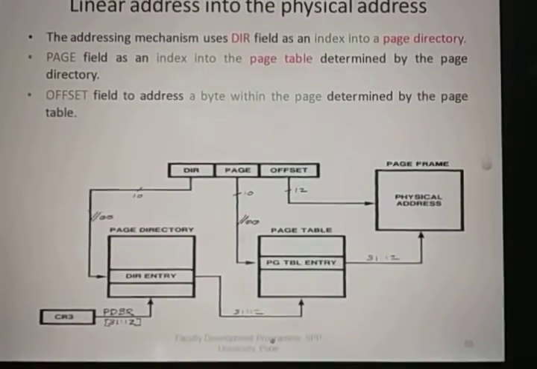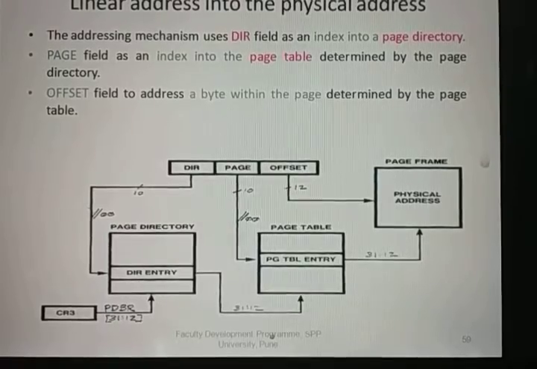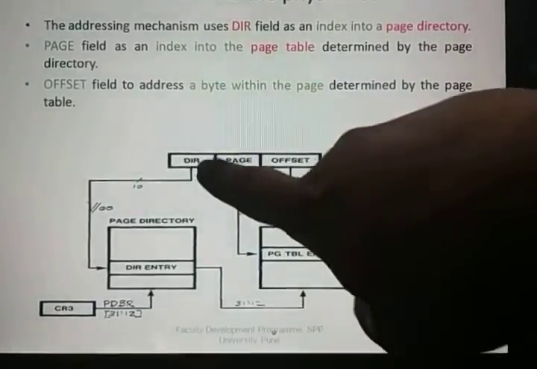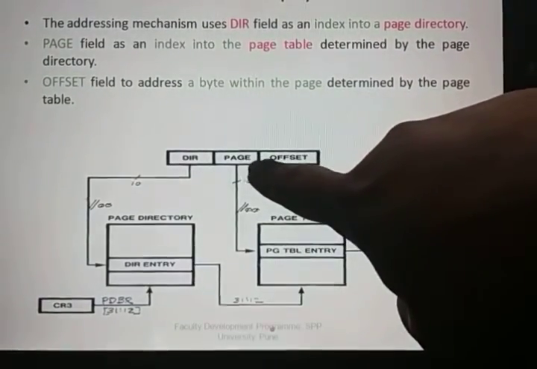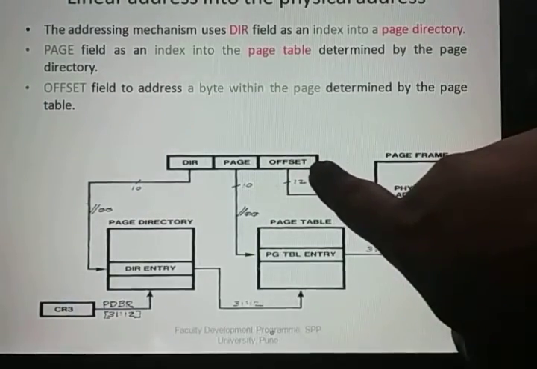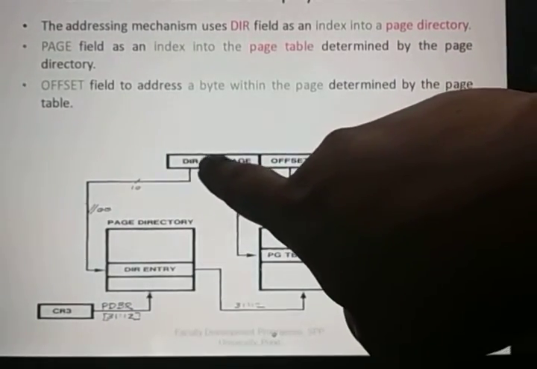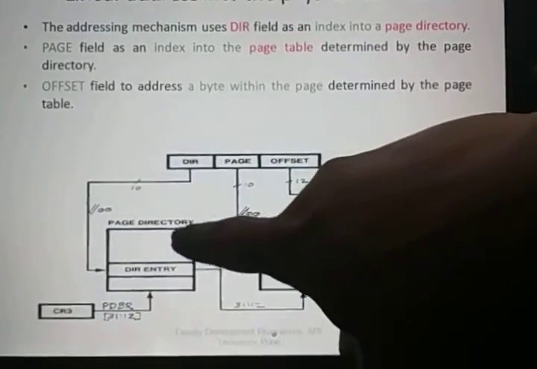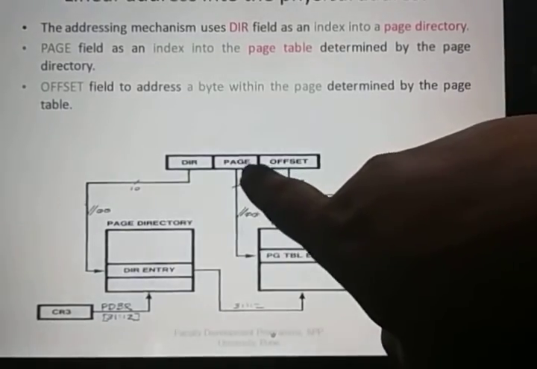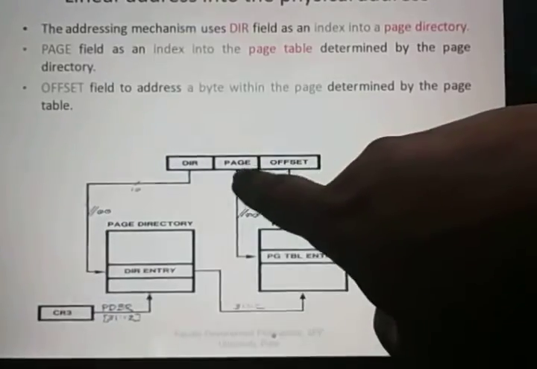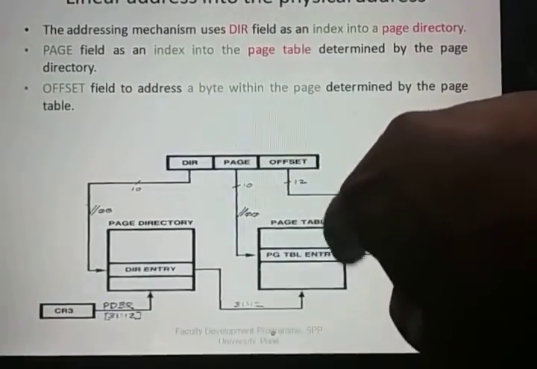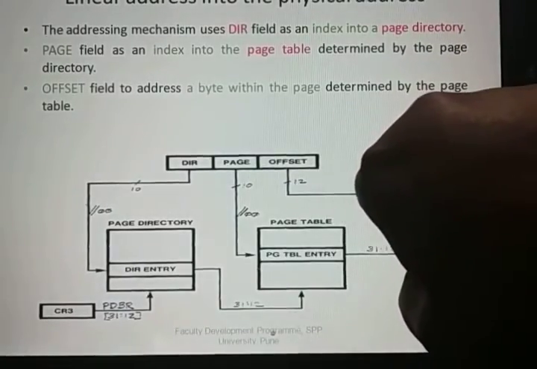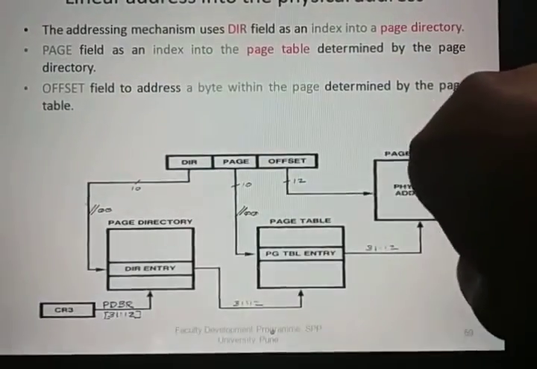Now in this slide you can see the diagram. You divide the linear address into three parts: directory part, page part and offset part. The directory part is a 10-bit field, the page part is also a 10-bit field, and the offset part is a 12-bit field. The directory 10 bits work as an index into the page directory entry table. The page 10 bits are used for indexing into the page table entry table, and the offset bits are used for indexing into the page frame.